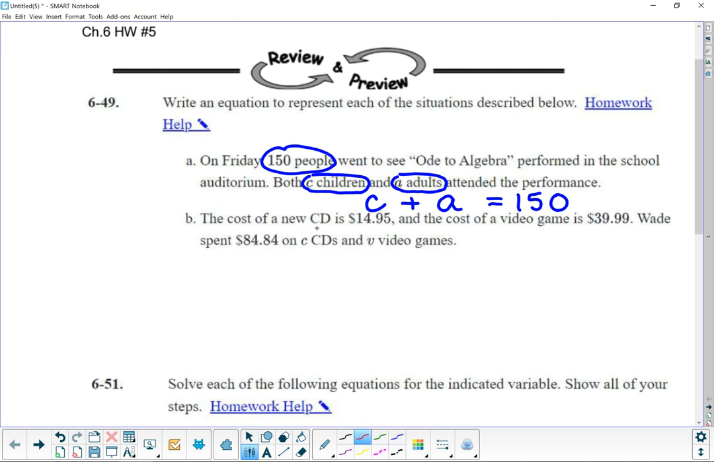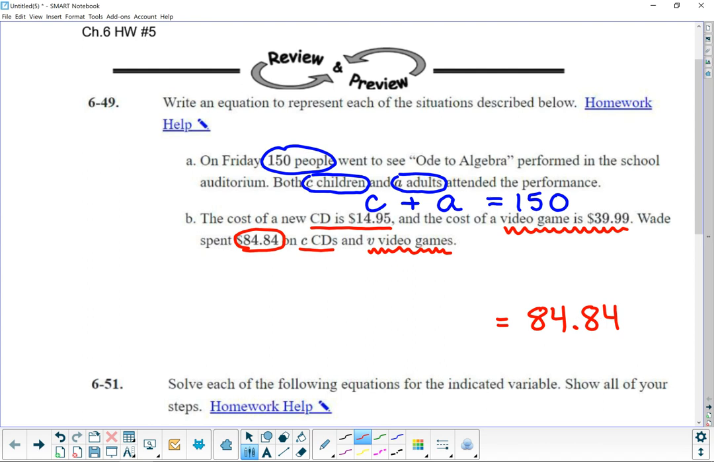49B, the cost of a new CD. So CD is $14.95. The cost of a video game is $39.99. And Wade spent a total of $84.84 on CDs and video games. Okay. So again, same setup. I'm going to go ahead and say I know my total. Wade spent a total of $84.84. Okay. That's a total. That's why it's equal to that.